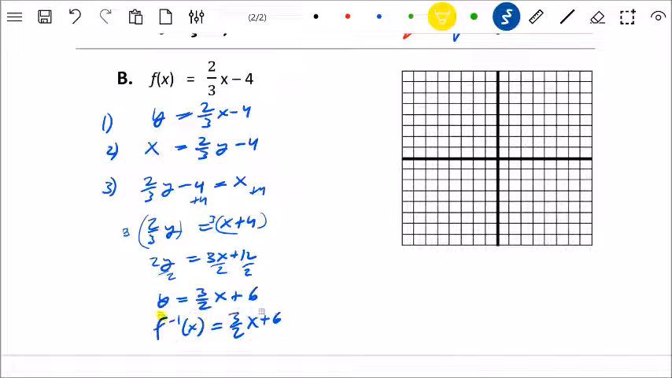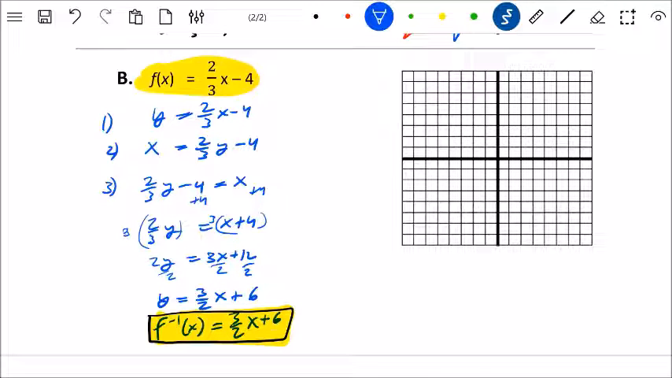Okay, oops, I didn't mean to have that go away. So that gives us, here is first the main function, then here is the inverse function. So let's graph these. I'm going to graph this one first in blue and then this one in black. I'm going to go to minus 4, and then I have a slope of up 2 and over 3. Up 2 and over 3. And I can go the other way, down 2 and negative 3.